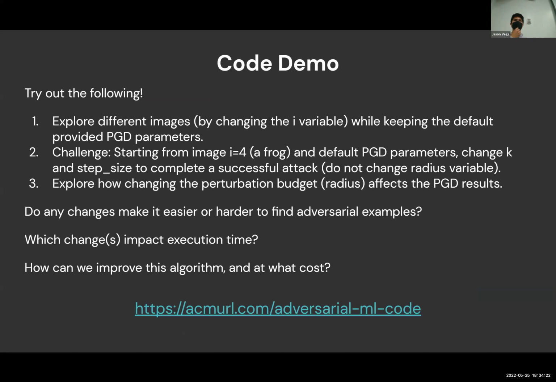Okay, so here's the interactive portion. If you brought a laptop or a phone, that could work too. Just go to that URL at the bottom, acmurl.com/adversarial-ml-code. It should take you to a Jupyter Notebook or a Colab notebook. Basically, once you pull that up, we're going to run PGD and play around with it and see how changing different parameters of PGD is going to affect your attack. I'll give you a few minutes to open up the link.